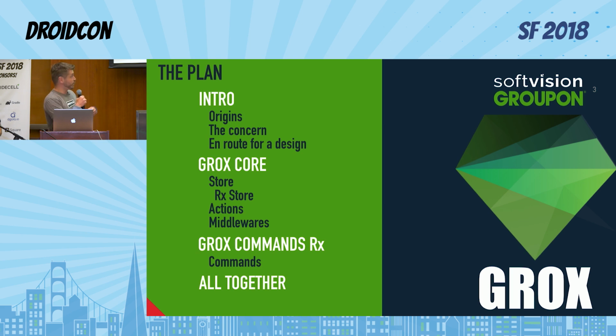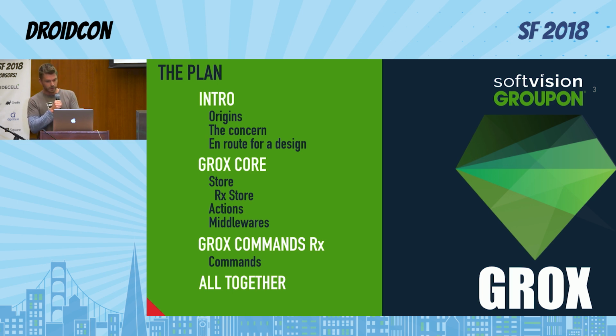Then we will exemplify all this with some code, where we're going to present the main entities inside the Grox core artifact, which is the main artifact of the Grox library. Inside you can find a store, also actions and middleware, so we will explain what that means. We will also go through the RX store, which is an extension of the Grox core, especially designed for RX to make the code more reactive. Then we will explain what a command is, which is really the most RX-tied part of Grox. And we will see how to wire everything together in a typical Grox application.